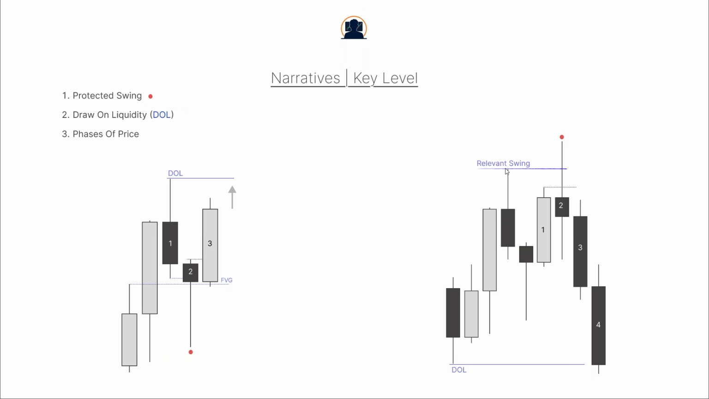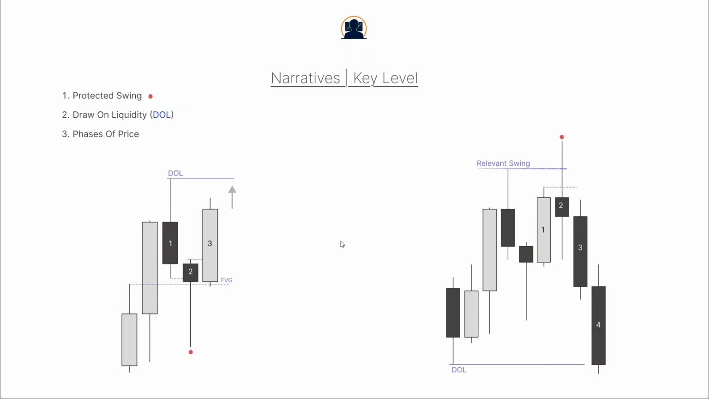So we know that a swing point is a key level, as we have just learned in the previous slide. A swing point is a key level. So we have a swing point from a swing point. So this swing point that has formed becomes a protected swing. We do not want price to return back to that high unless it has mitigated the opposite side key level.